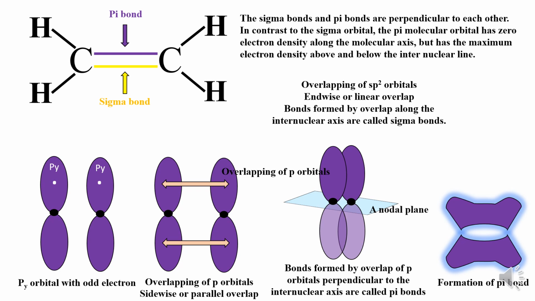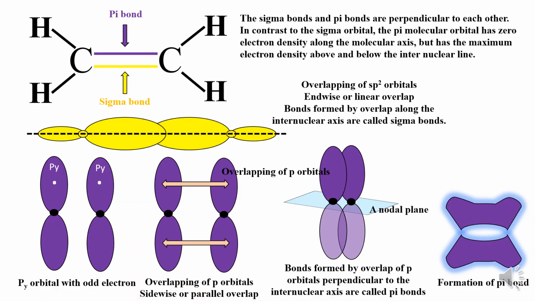So pi bond, as we have seen in this diagram, is formed by overlapping of p orbitals by sideways or parallel overlapping with a nodal plane in between. And what about the sigma bond? Now sigma bond is formed by overlapping of sp2 orbitals of the carbon atom, and this occurs by endwise or linear overlapping. So sigma bonds are formed by overlapping along the internuclear axis, and these are called sigma bonds.